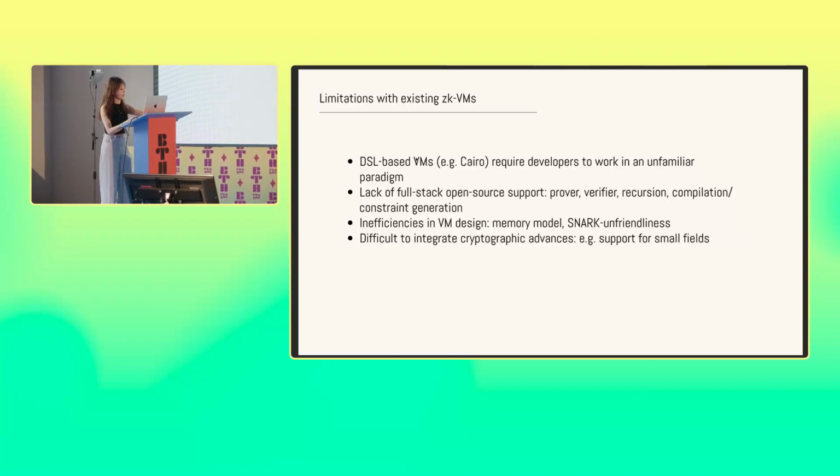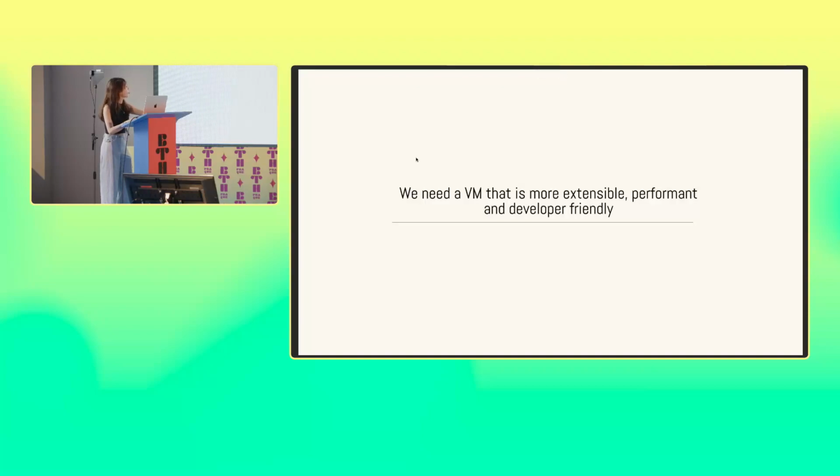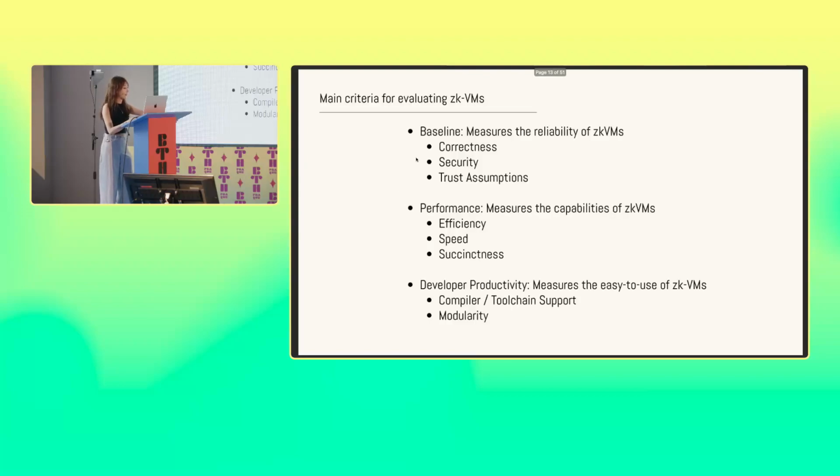And the fourth is that it's not modular enough. It's very difficult to integrate advancements in ZK. For example, right now other VMs support small fields, one or two, and it's harder for them to adopt newer techniques in cryptography. Therefore, we need a VM that's more extensible, more performant, and more developer-friendly.